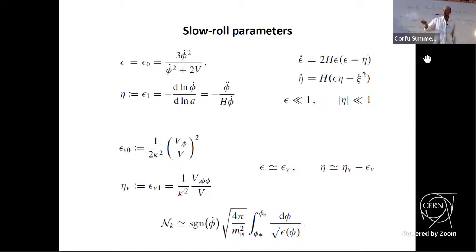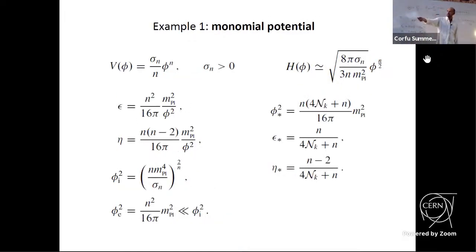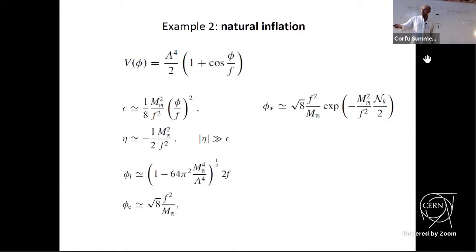So the first parameter is the same, and the second parameter eta is related to the eta of the other tower by this relation. And you can compute things. You can compute the number of e-folds. Once you know your potential, you can compute the slope parameters, you can integrate, and you get the number of e-folds. An example is a monomial potential, so this is just a pure power law with n equal to 2, 3, 4, whatever. You can compute the slope parameters. Here I leave only the first two. You can compute the value of the field at the beginning and at the end of inflation, and when you integrate, you can get the number of e-folds.